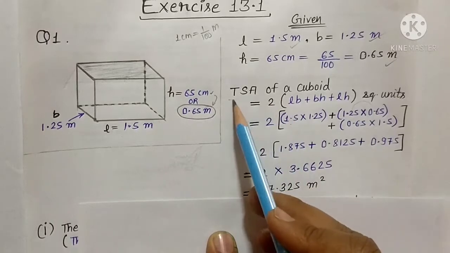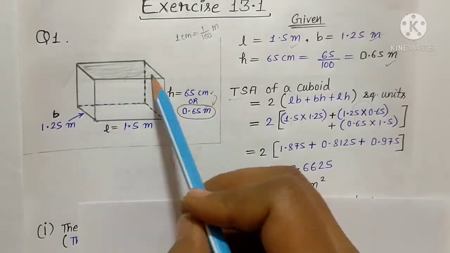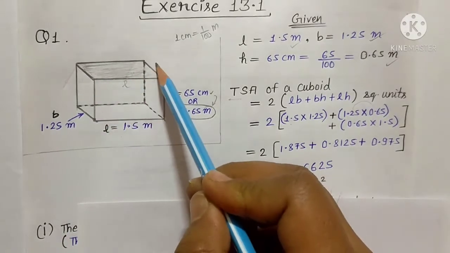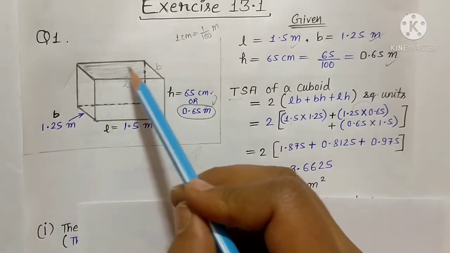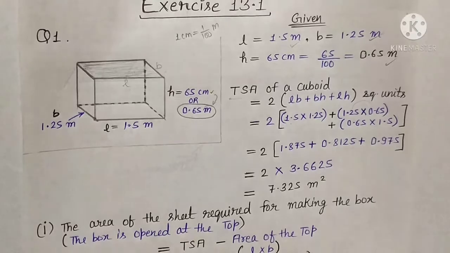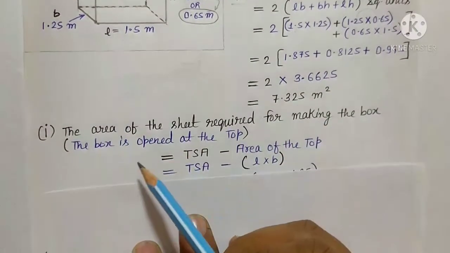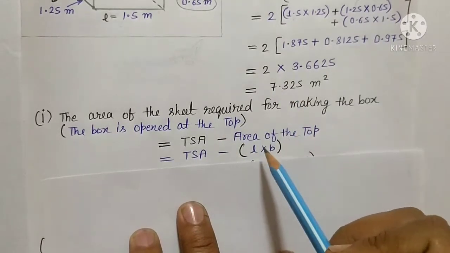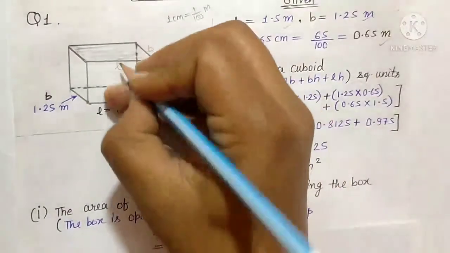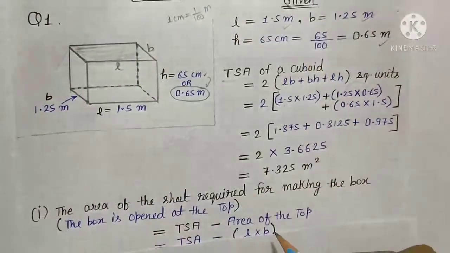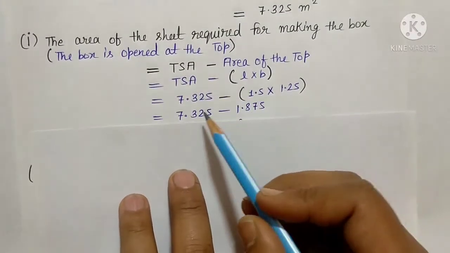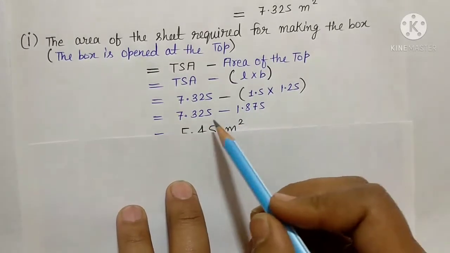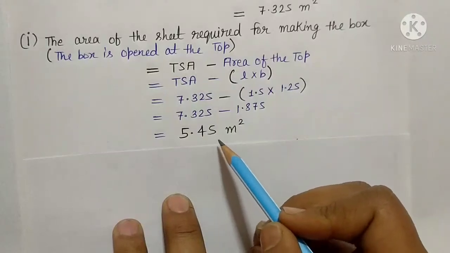This TSA which we have found, the total surface area, includes this upper part also, this top area. So we need to subtract this area. What is this? Length and breadth. So to find the area of the top, you can find length into breadth. Just see here, the area of the sheet required for making the box, that box is open at the top. So the TSA we have just found, we will subtract the area of the top, and the area of the top we find by length into breadth. So L into B, which is already given in the question. So 7.325 minus 1.5 into 1.25, which is 1.875. We'll subtract it, so it comes 5.45 meters square.